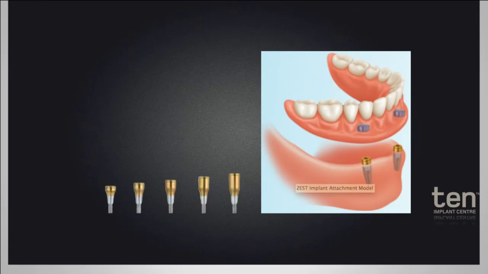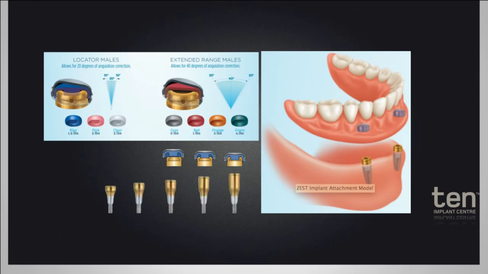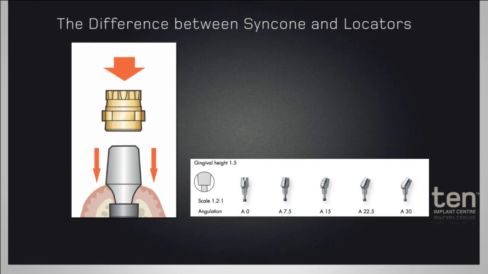So, with locators, you've got different abutment heights, and the abutments will fit into the implants, obviously, and you've got a selection of different locator males and extended range males that fit onto those abutments. The difference between Syncone and locators is with Syncone, you use the different angles of abutments to line up the prosthesis. And what this means is you end up with 4 abutments that are nearly parallel, which means the force needed to dislodge them is fairly high.